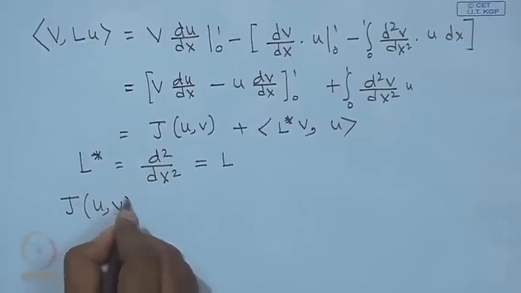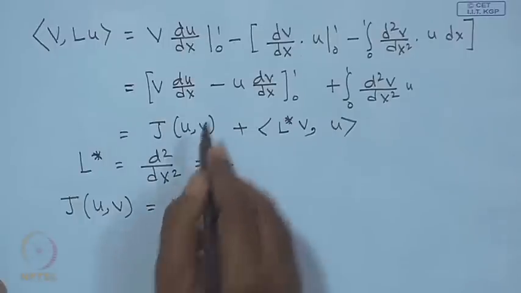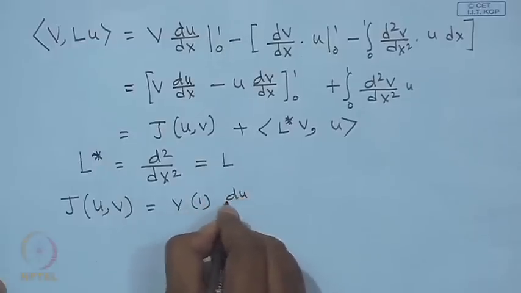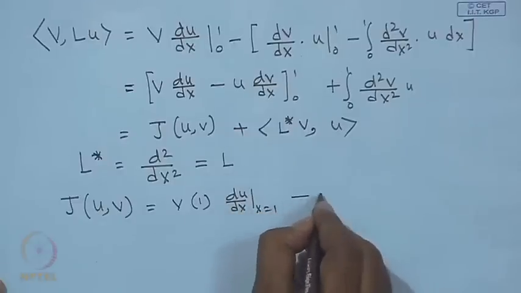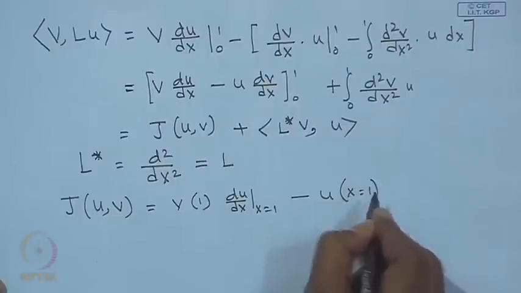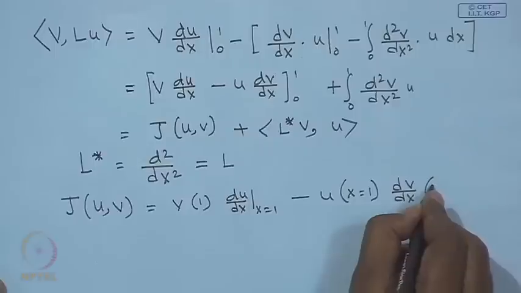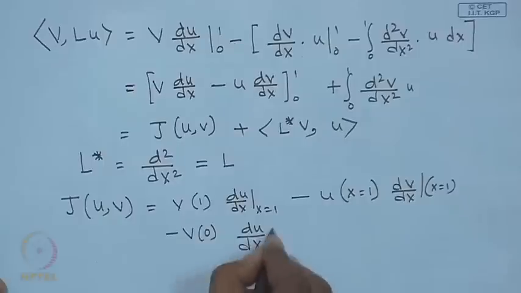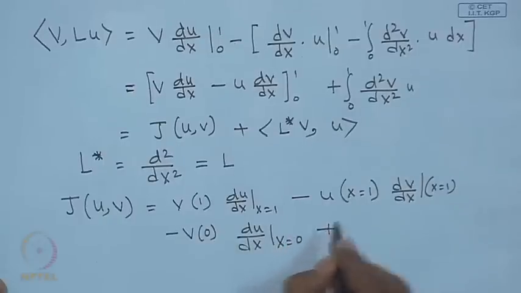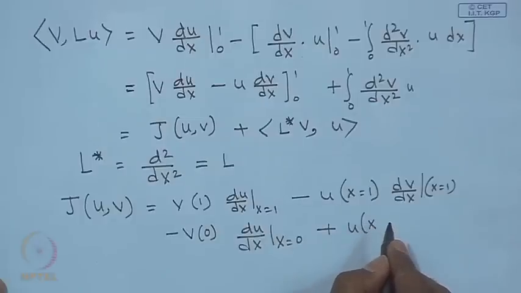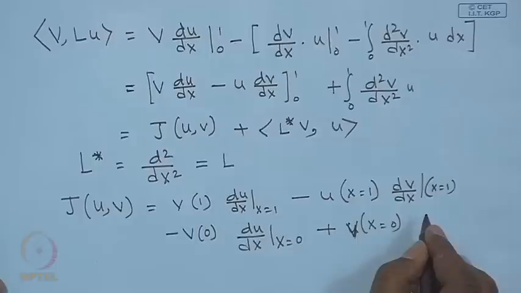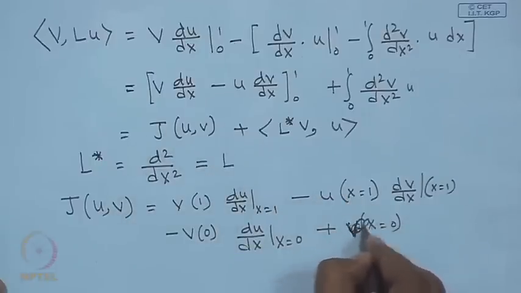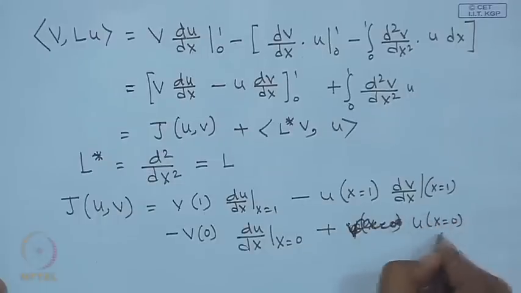So, the bilinear concomitant term J u v is nothing but v at x is equal to 1 times du dx at x is equal to 1, minus u at x is equal to 1 times dv dx at x is equal to 1, minus v at x is equal to 0 times du dx at x is equal to 0, plus u at x is equal to 0 times dv dx evaluated at x is equal to 0.